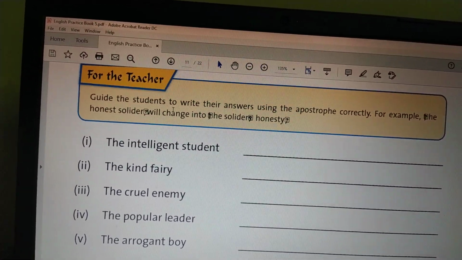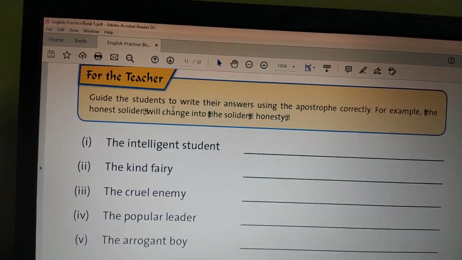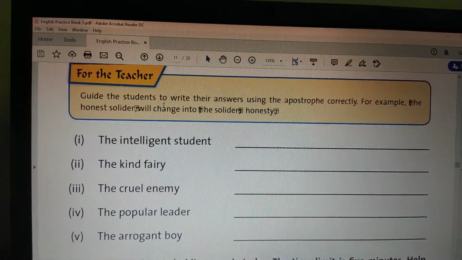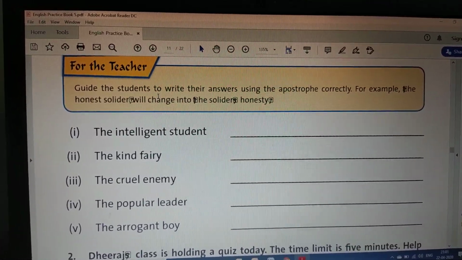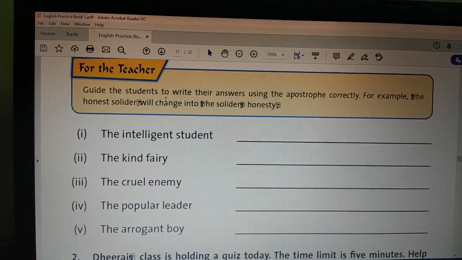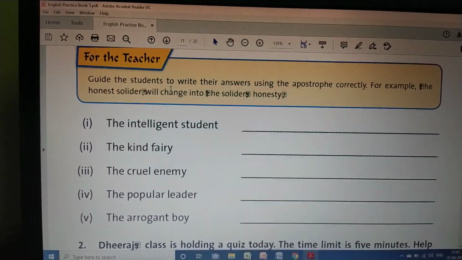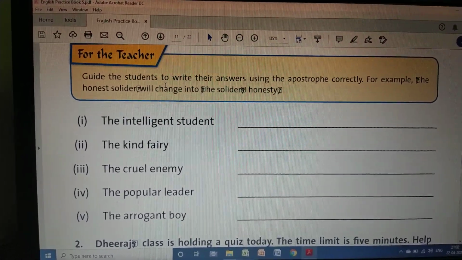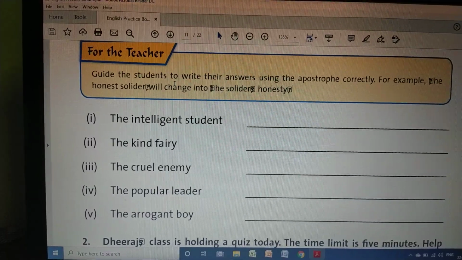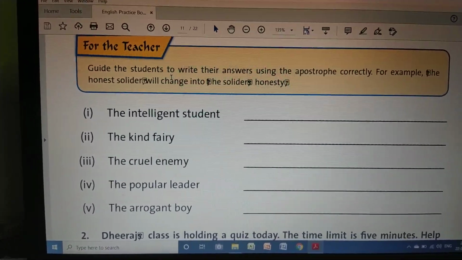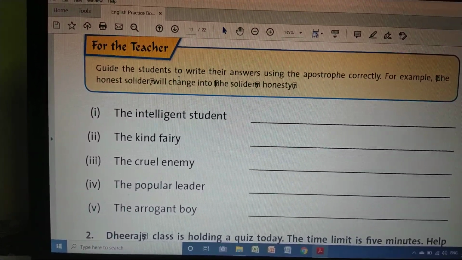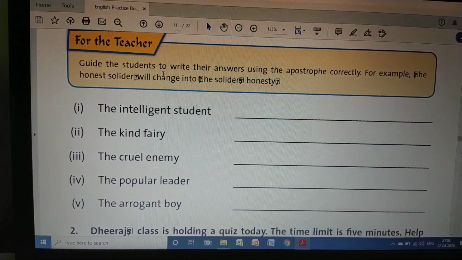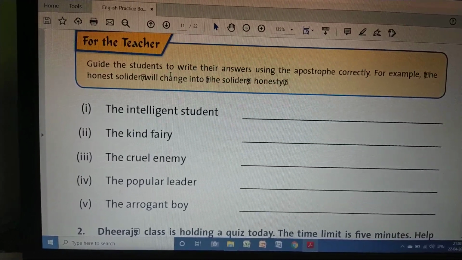Okay, now the example that they have given is the honest soldier. Now, honest is an adjective, right? Honest is an adjective and soldier is a noun. Correct, very good. So now we have to change this adjective, that is honest, into an abstract noun. The abstract noun of the adjective honest is honesty. So we can't write the honesty soldier. We need to change it into the soldier's honesty.